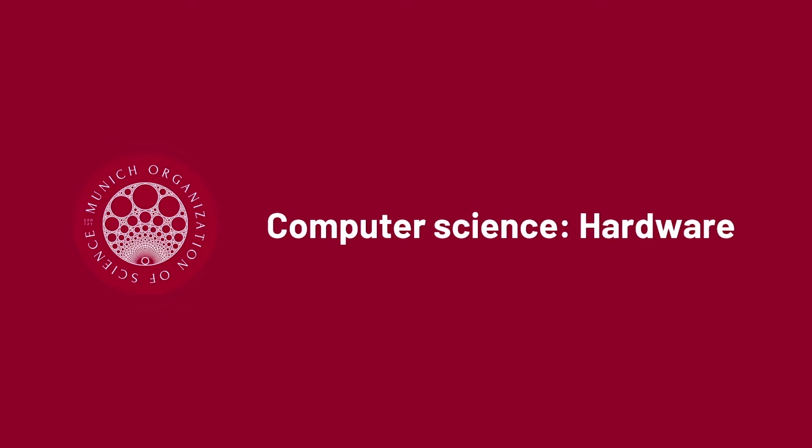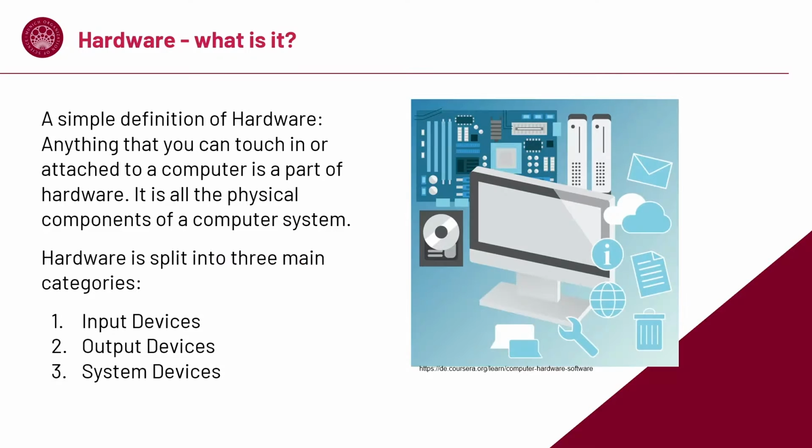Today I'll be going through the unit hardware. A simple definition of hardware is anything that you can touch or attach to a computer is considered a part of hardware. It is all of the physical components of a computer system. There are three big categories of hardware, which are input devices, output devices, and system devices.